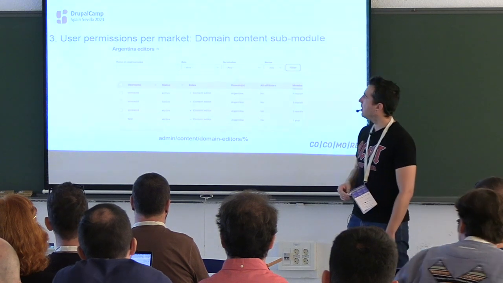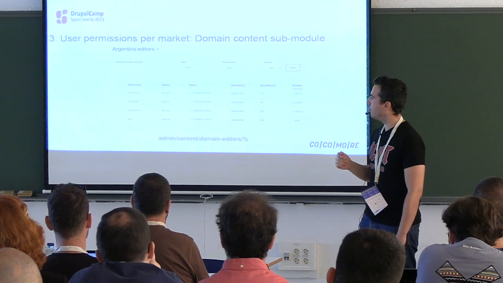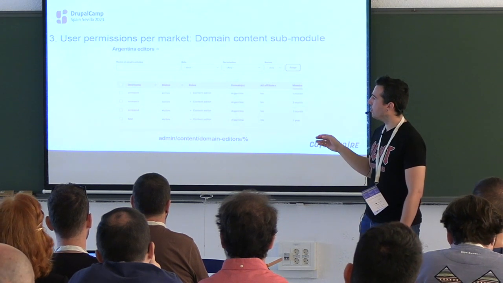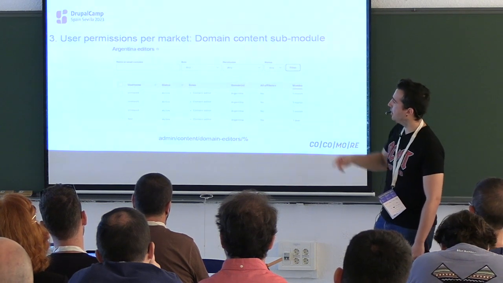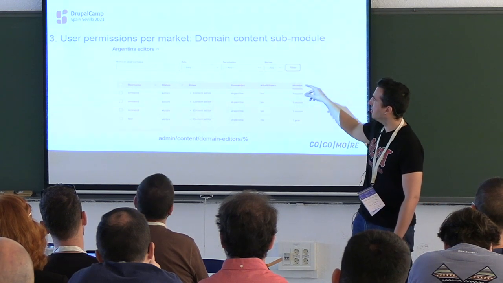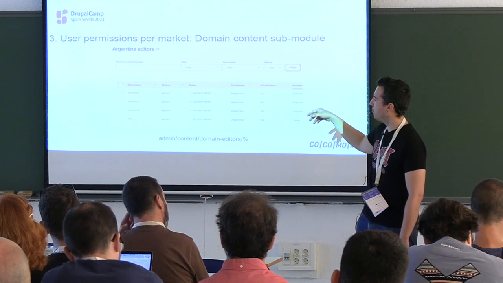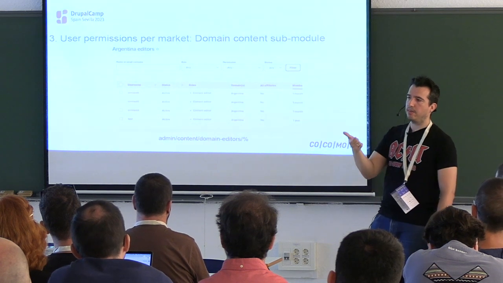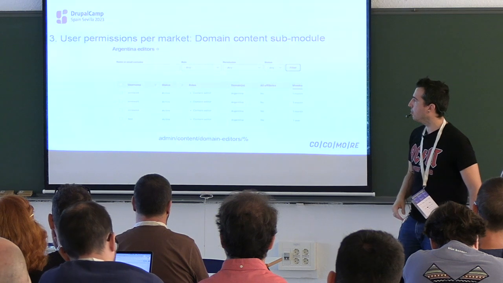And here with domain content, you have two views that you can use on your daily basis. The first one is the list of editors per market. Here we see the example of Argentina again. Instead of having a filter for the market that you are looking for, you have a dedicated view for that. So you can send this URL to a client, and they do the rest.